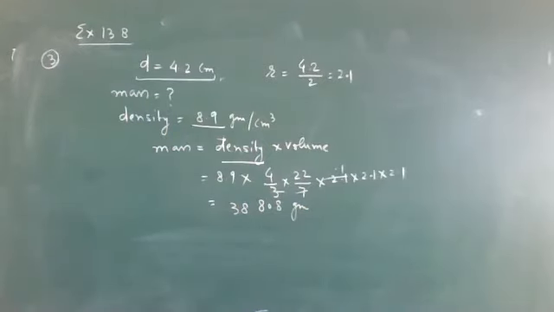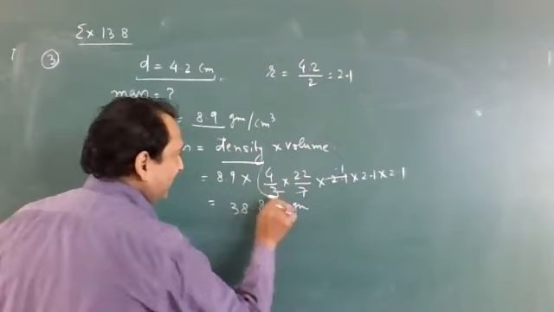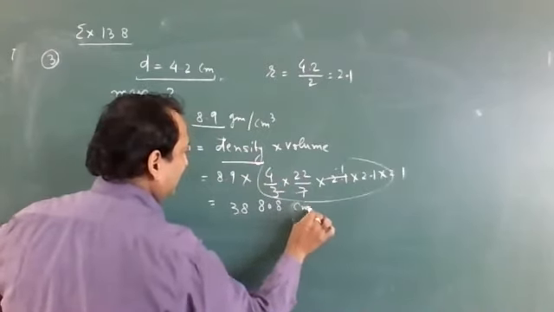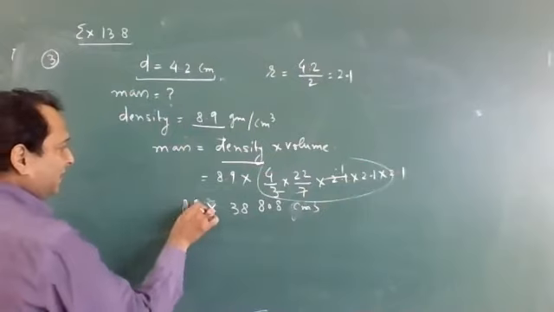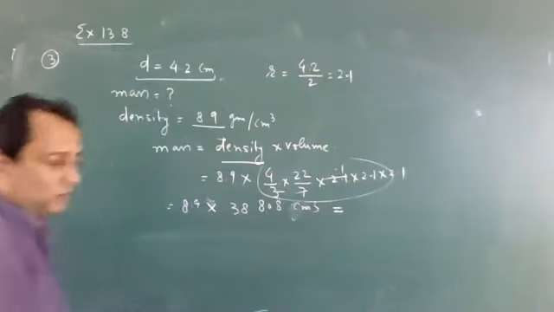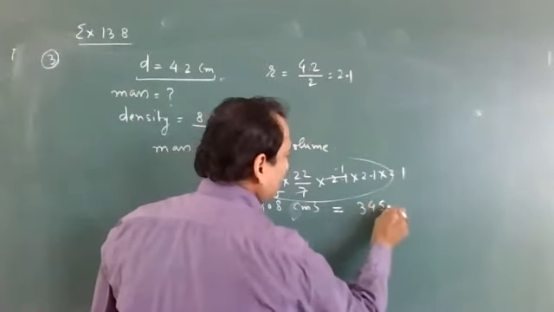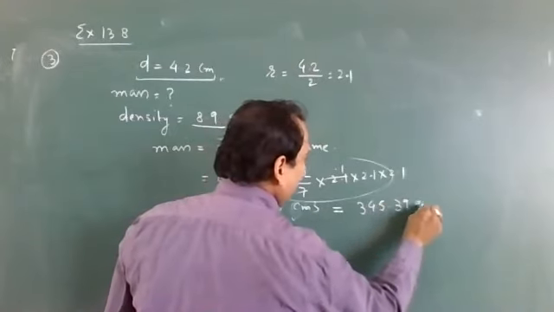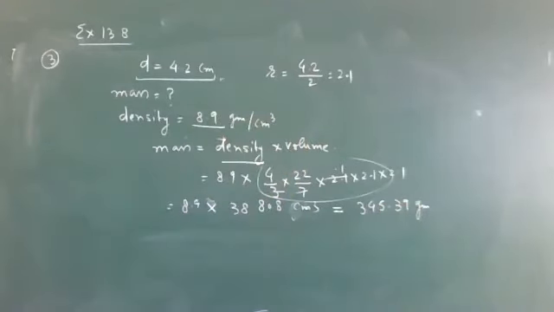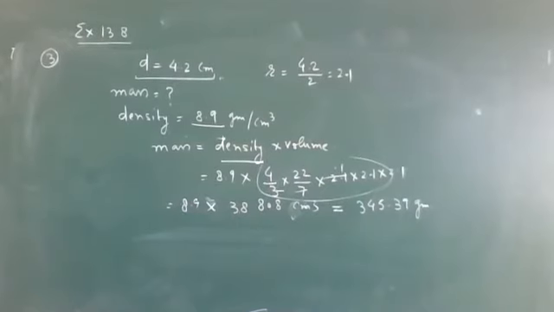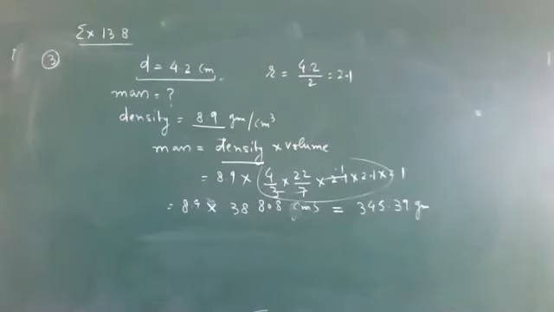The volume comes out in centimeter cube and is multiplied by 8.9, and this is equal to 345.39 gram. That is, the mass of the spherical ball whose diameter is 4.2 centimeter is 345.39 gram. Now move to question number 4.